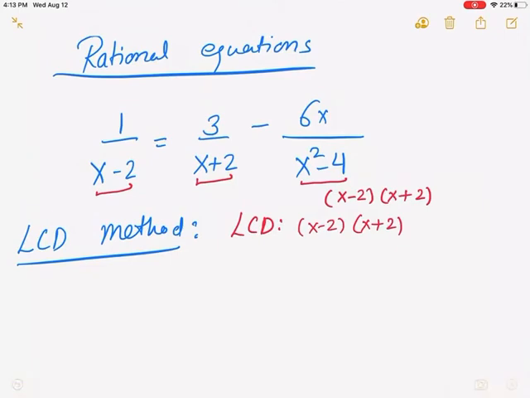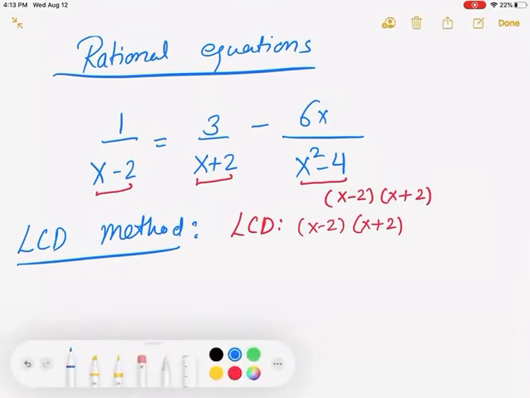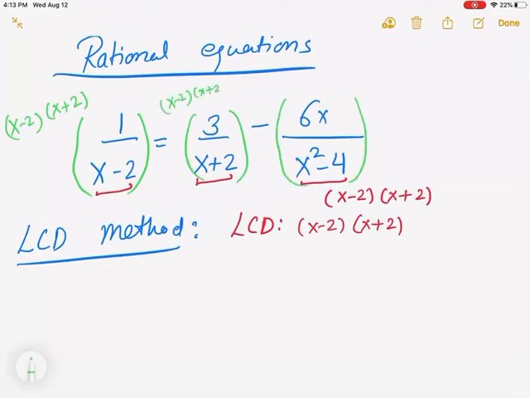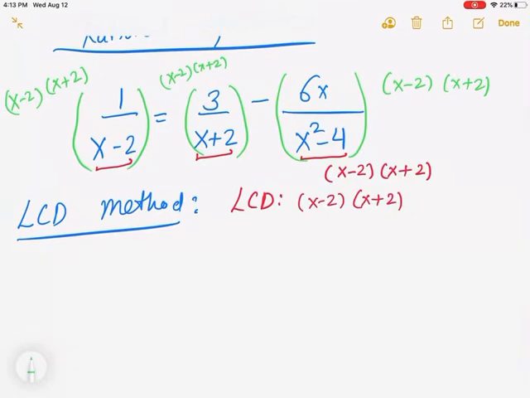Once you get the LCD from all the denominators, next you just have to multiply both sides by that LCD. So x minus 2 times x plus 2. Same thing on this side. So basically multiplying each fraction by that. Okay, if I simplify the left side, x minus 2 is going to get canceled out. So what's left? I have x plus 2 left on the left side.